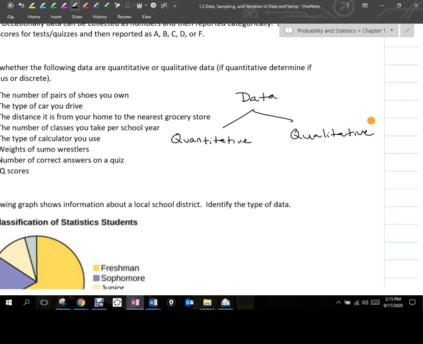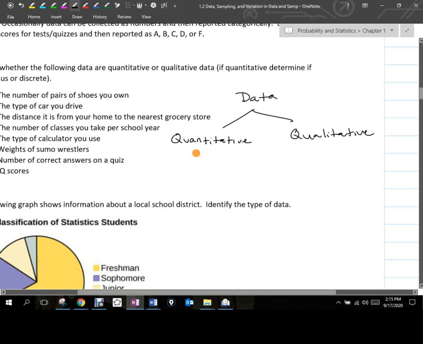Okay, quantitative then breaks down further to what we refer to as discrete or continuous. Okay, discrete just means that we were able to count to generate our quantity, and continuous means we were able to measure to develop our quantity.